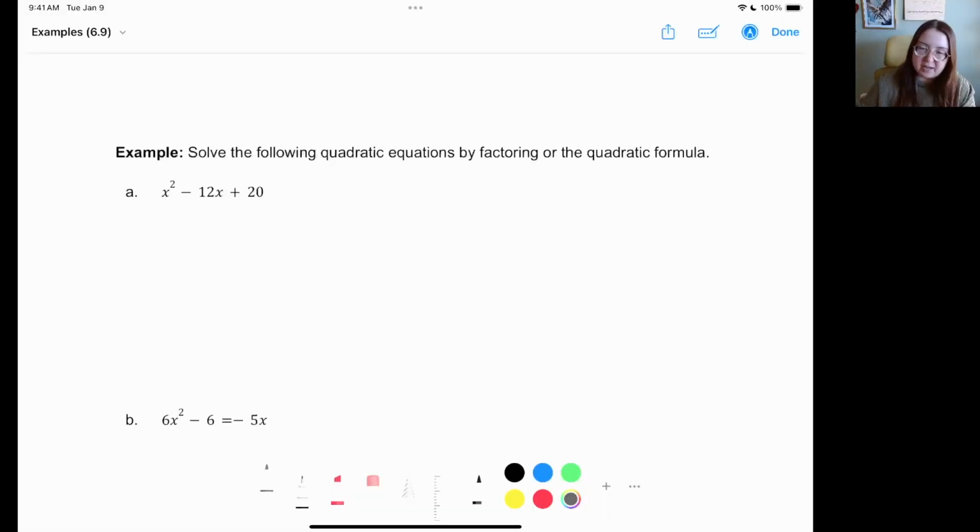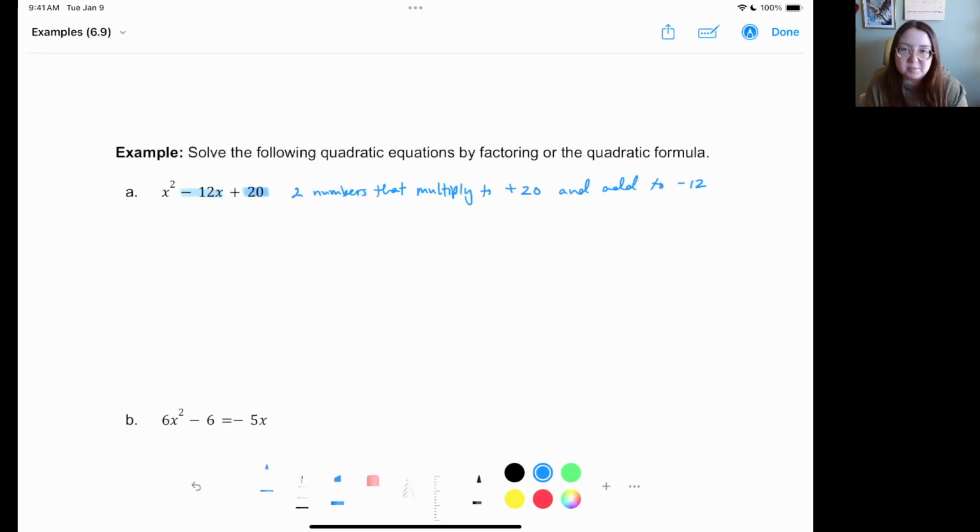All right, so for part A, x squared minus 12x plus 20. What we want to do is find the numbers that will multiply to 20 and add to -12. So we're going to write that off to the side. Two numbers that multiply, and it's important to notice that this is positive 20, and add to -12. So we want two numbers that will accomplish this, and they need to be the same two numbers.